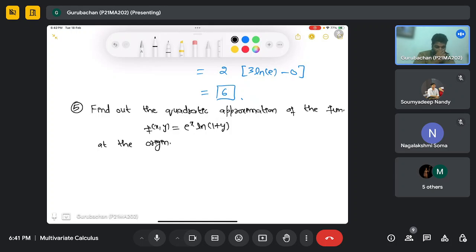Find out the quadratic approximation of this function f(x,y) = e to the power x ln(1 plus y) at the origin. This will be followed by the lecture on approximate Taylor's theorem, or in fact error approximation. So you can follow up any one of those lectures to get the quadratic approximation of this function. So Q, I'm denoting it as the quadratic approximation, Q(x,y).